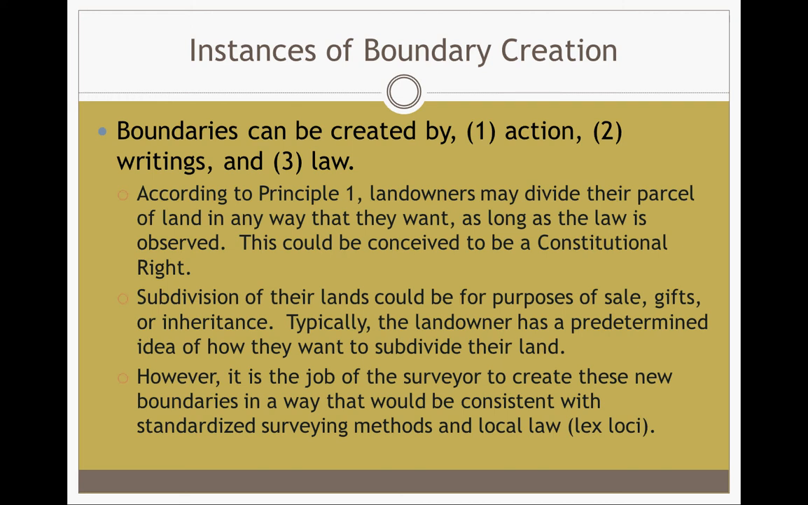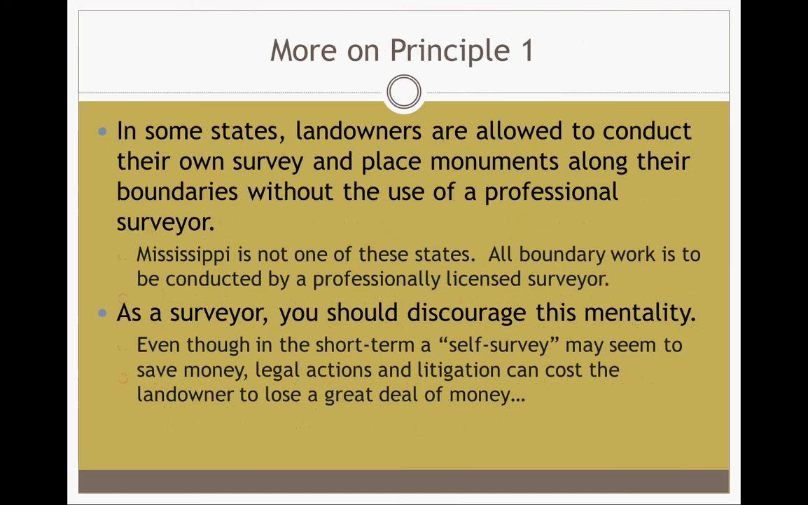If you're hired as a surveyor to go out on a piece of property and subdivide that land, typically the landowner will tell you, yes, I want to do this, or I want to cut it up into 8 pieces or 12 pieces. They'll typically tell you how to do that. However, it is the job of the surveyor to create these new boundaries in a way that would be consistent with standardized surveying methods and local law. It's not your job to just do what the client wants. It's your job to follow the law, because that's what you're licensed for, is to follow and uphold surveying standards and surveying law in the state that you're licensed in.